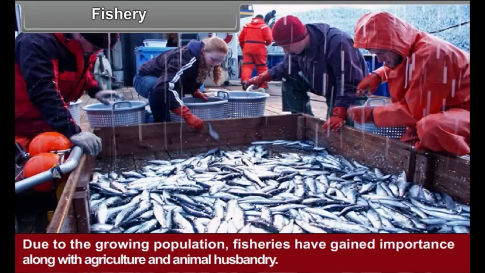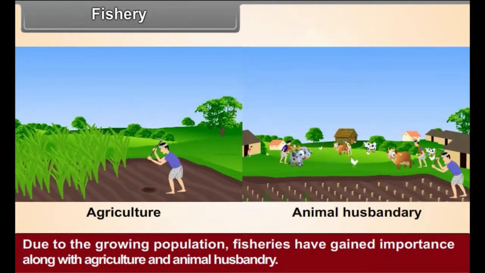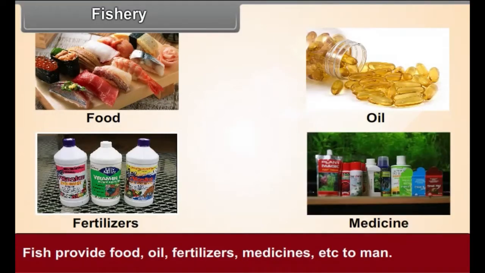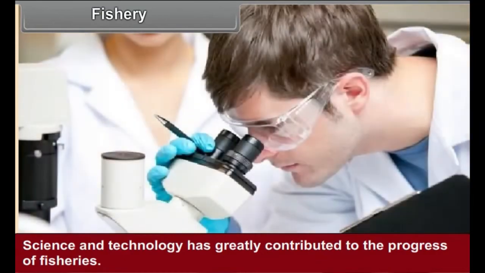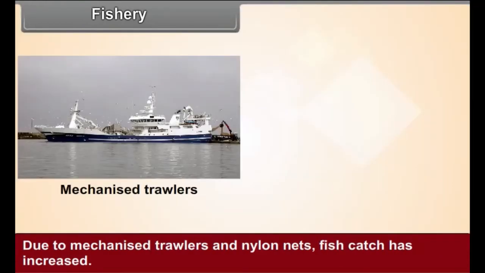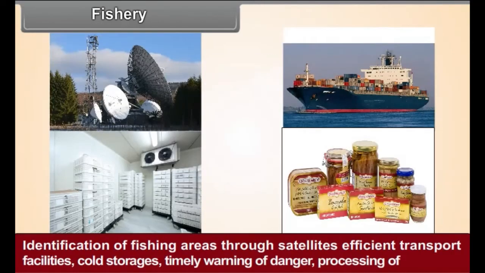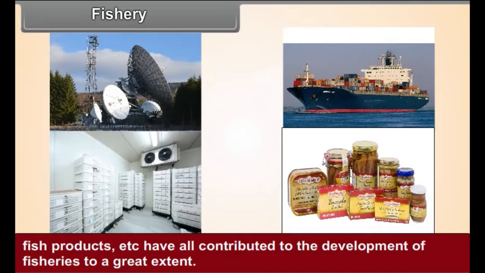Fishery. Due to the growing population, fisheries have gained importance along with agriculture and animal husbandry. Fish provide food, oil, fertilizers, medicines, etc. to man. Science and technology has greatly contributed to the progress of fisheries. Due to mechanized trawlers and nylon nets, fish catch has increased. Identification of fishing areas through satellites, efficient transport facilities, cold storages, timely warnings of danger, processing of fish products, etc. have all contributed to the development of fisheries to a great extent.